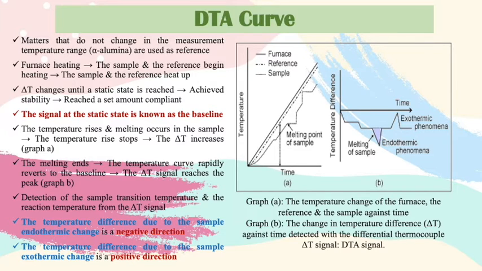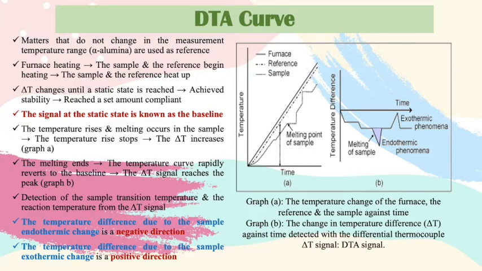The signal at the static state is known as the baseline. When the temperature rises and melting occurs in the sample, for example, the temperature rise stops as shown in graph A and the delta T increases. When the melting ends, the temperature curve rapidly reverts to the baseline. At this point, the delta T signal reaches the peak, as shown in graph B.